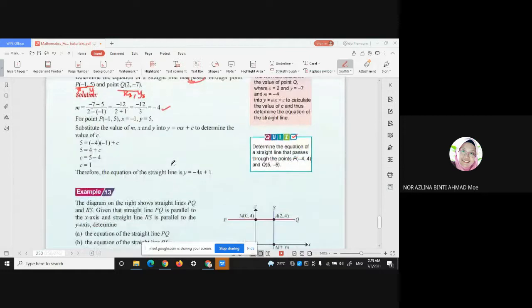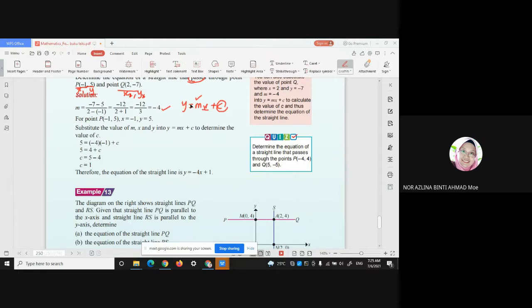Now how to get the value of c? Same as just now, we substitute. This is y equal to mx plus c, the general equation, and m we got is negative 4. To get c, we need to substitute the value of x and y.